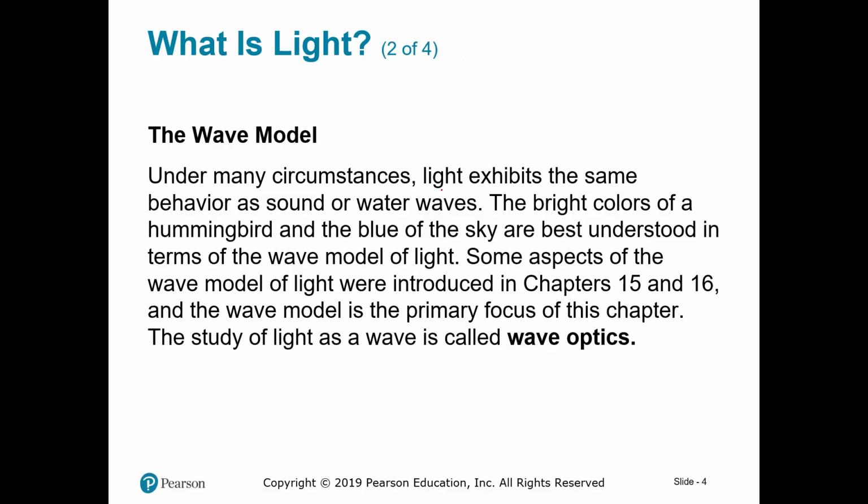In many circumstances, light exhibits the same behavior as sound or water. The bright colors of a hummingbird and the blue of the sky are best understood in terms of the wave model of light. Some aspects of the wave model were introduced in an earlier chapter in terms of sound. So the wave model is the primary focus of this chapter. This chapter 17 is mostly about the wave property of light.